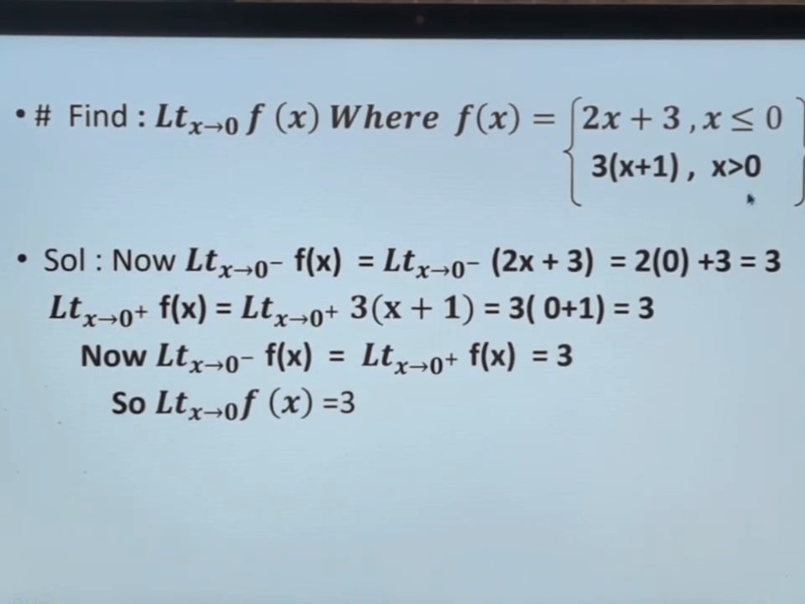And x greater than 0, that is limit x tends to 0 plus f(x), that is equal to limit x tends to 0 plus 3 into x plus 1. Again put x is equal to 0, so we get 3 into 0 plus 1, that is equal to 3. Now limit x tends to 0 minus f(x) is equal to limit x tends to 0 plus f(x), that is equal to 3. So limit x tends to 0 f(x) is equal to 3.